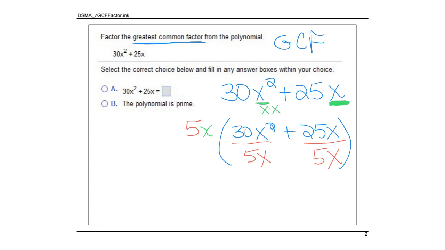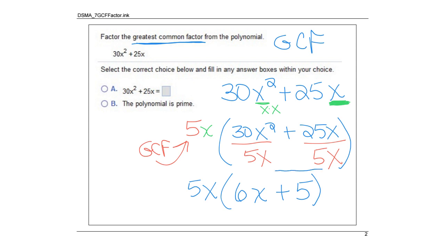What that means is we have to divide each of those terms, or however many terms we have, by that greatest common factor. So out front is your greatest common factor. Okay, so once we do that, we have the 5x left out front. We have to keep that out front. You can't just drop it. Now we're going to use some of our exponent rules. So we have 30 divided by 5. That gives us 6. X squared divided by x is going to just give us x. In the next one, we've got 25 divided by 5. That gives us 5. And then finally, x over x is just 1.